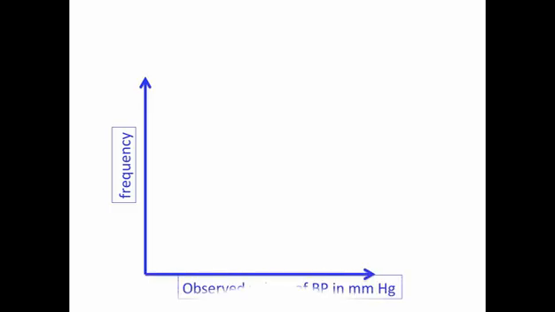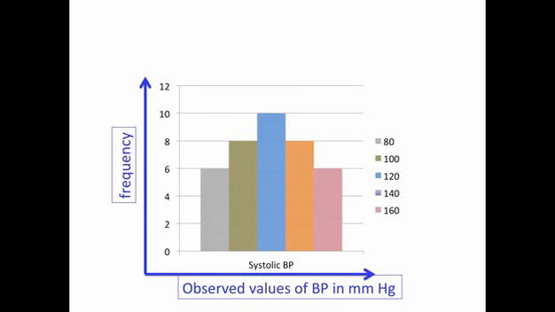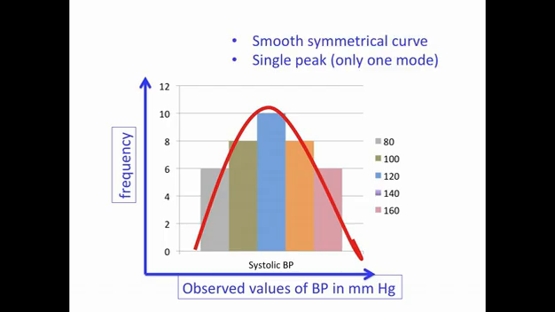To better visualize this, you can plot the frequency on the y-axis and the individual values on the x-axis. The unit of measurement here is millimeters of mercury. You will then get a histogram, just like this. Jotting a curvy line across the top of all bars will give you a frequency distribution curve. Now if you draw a vertical line through the center, both sides of this curve will look the same.